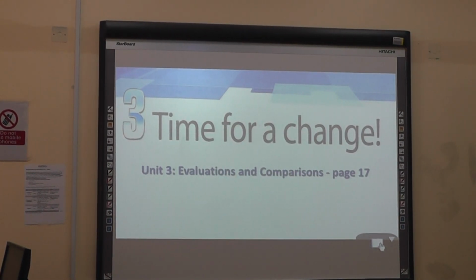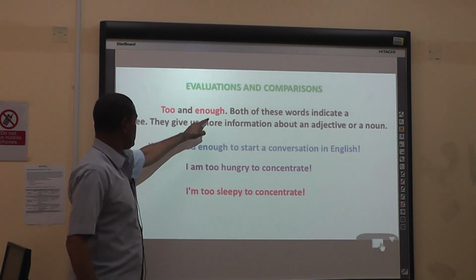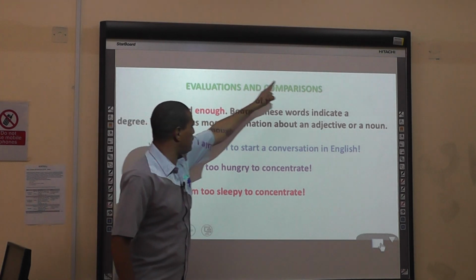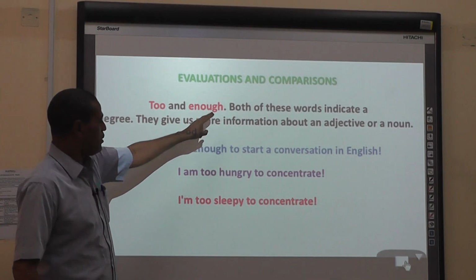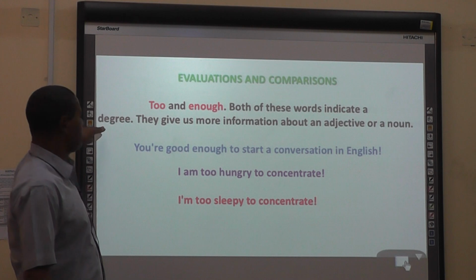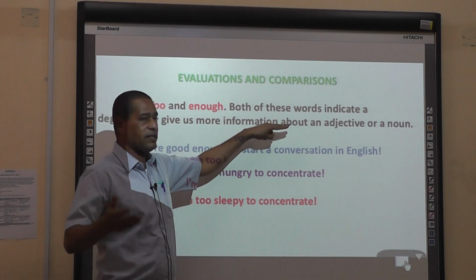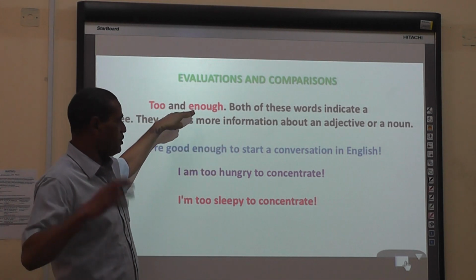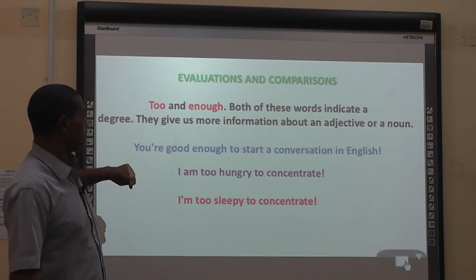This is in your Unit 3, Time for a Change, on page 17 in your student book. As I told you in the beginning, we are going to talk about these two words, which we use to make evaluations: "too" and "enough". Both of these words indicate a degree. That is to say, they give us more information about an adjective or a noun. We use them to modify an adjective or a noun.